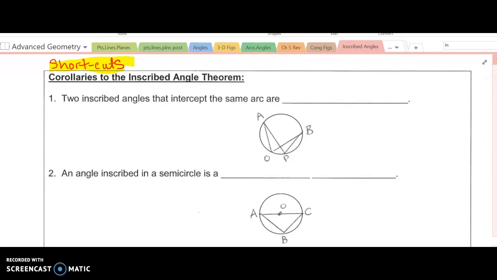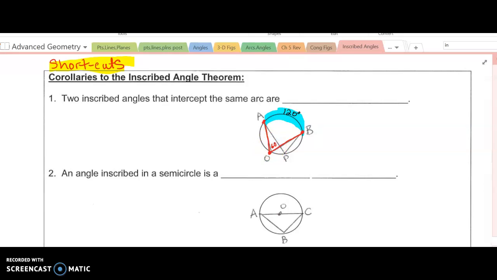So first one: two inscribed angles that intercept the same arc. Let's look at what that would look like. Here's arc AB, and let's pretend AB is 120. Then we would have angle AOB, which starts and stops at the same place as that blue intercepted arc. The vertex O is on the rim of the circle, and so that's how we know that this would be 60 degrees, half of the 120.